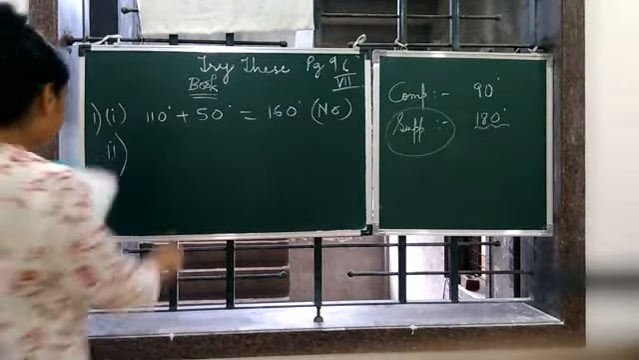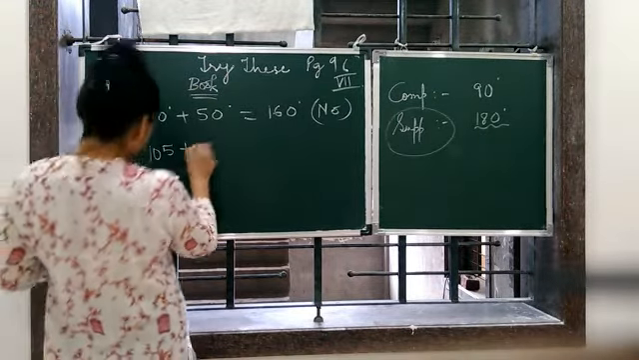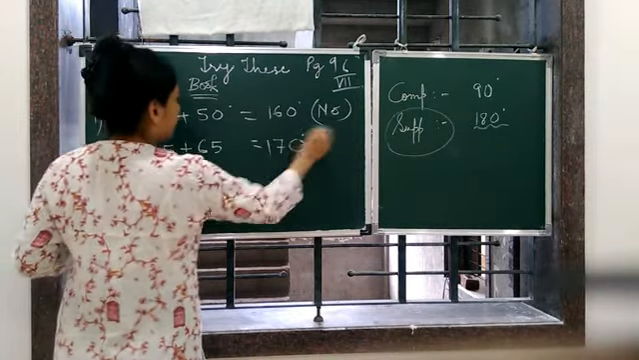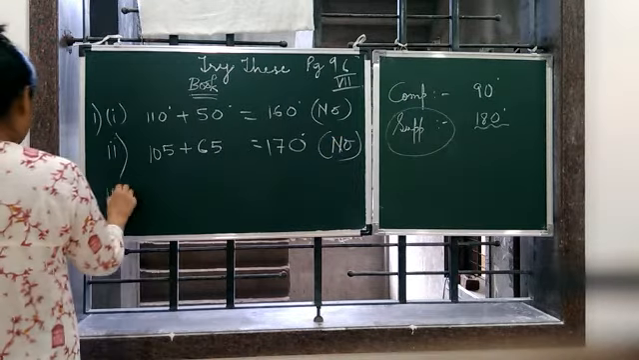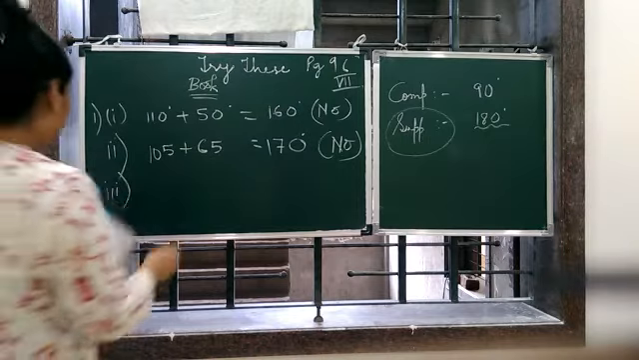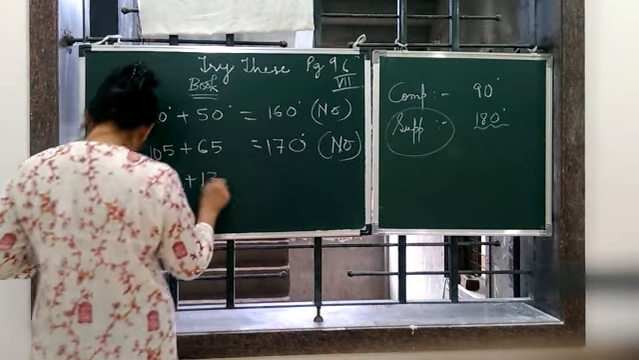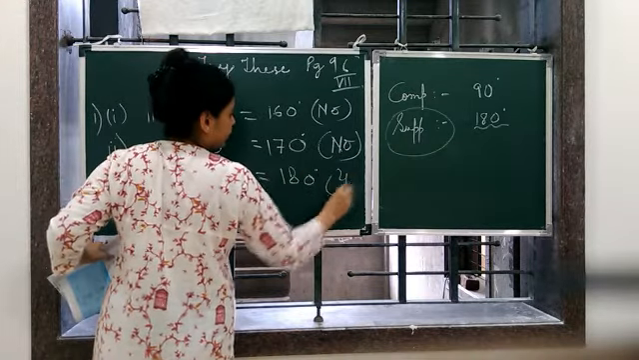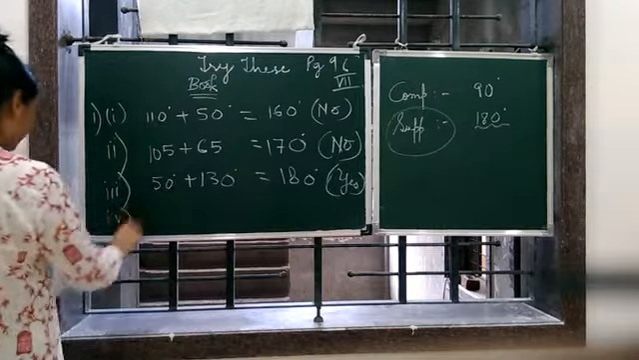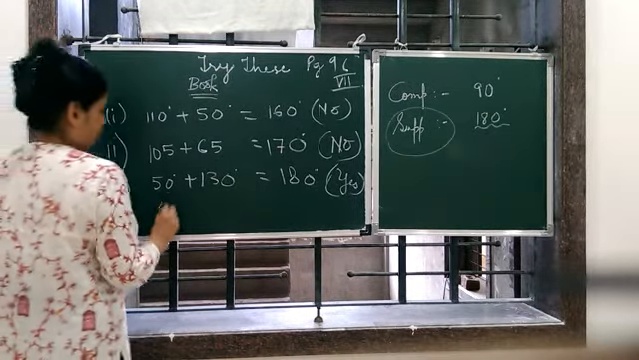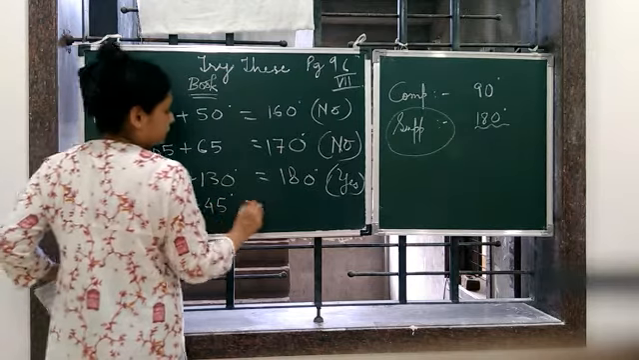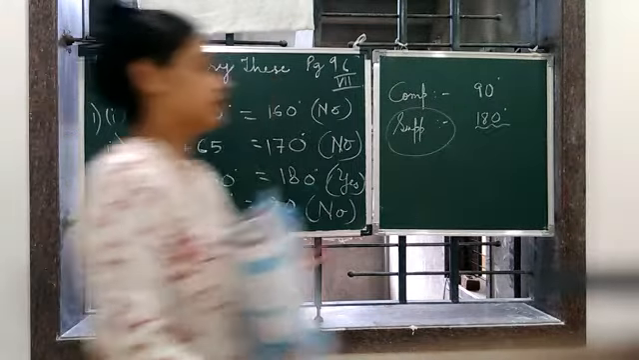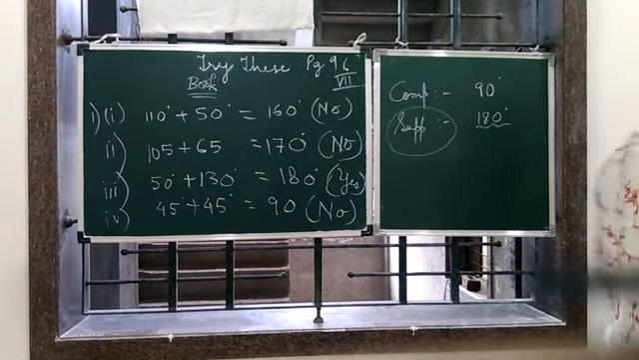Then we go to the second one. It is 105 plus 65. So 5 will give us 10. 170 degree. Once again, it's a no. Then we go to the third one. Third one is 50 degree plus 130 degree. So this comes out to be 180 degree. So it's a yes. Going to the fourth one. It's 45 plus 45, which is 90. And it will be no. It's a complementary angle. Instead of a supplementary angle, it's a complementary. The angles are complementary. Okay.